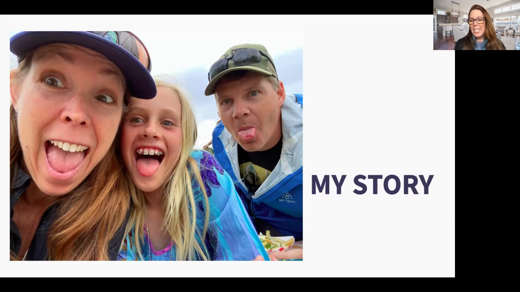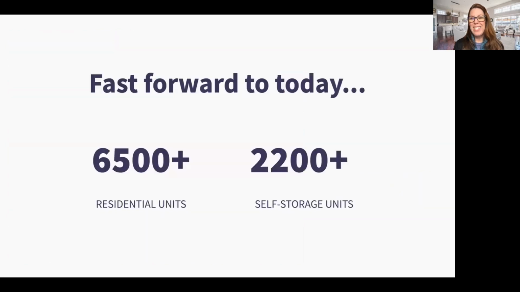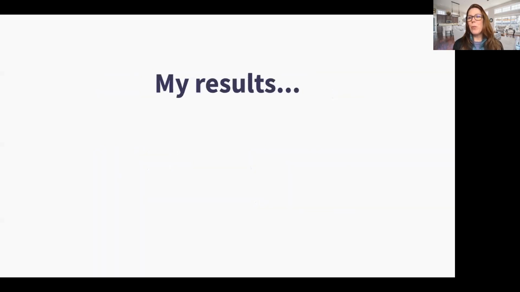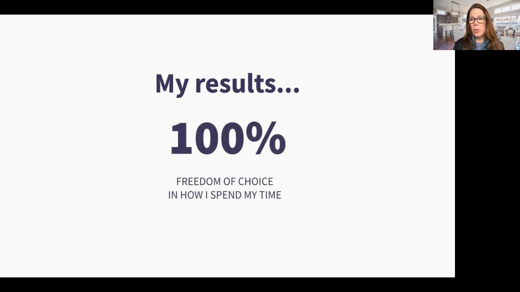Now, fast forward today, we have over 6,500 residential units under our belt, 2,200 self-storage units, 7 express car washes, and a myriad of other investments. But again, if you know me, people love to see numbers, but these are just metrics. This actually isn't the result. The result that you get by building and scaling a portfolio like this actively or passively is, what are you rowing towards? What is your North Star? And for us, we wanted 100% control and choice on how we spend our time. That was our number one thing.